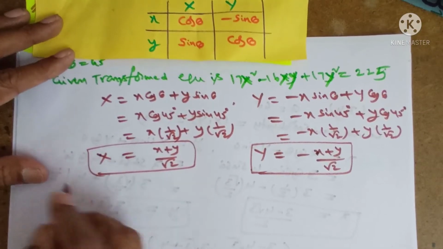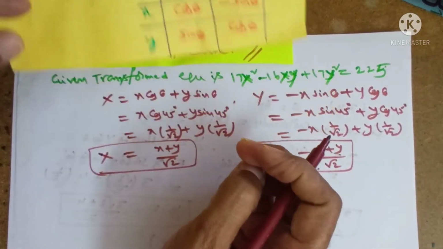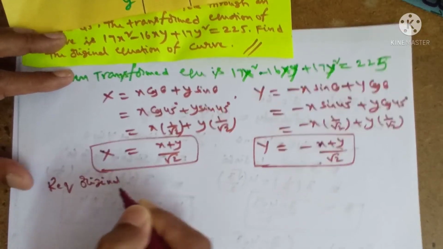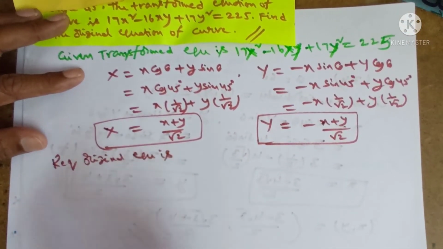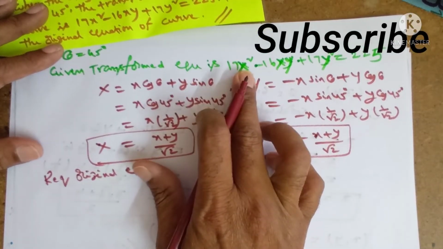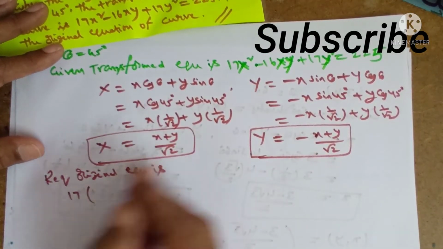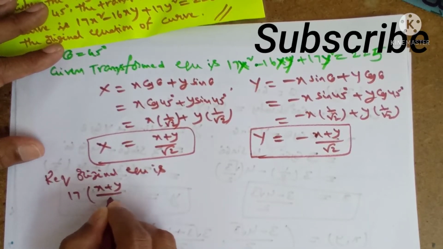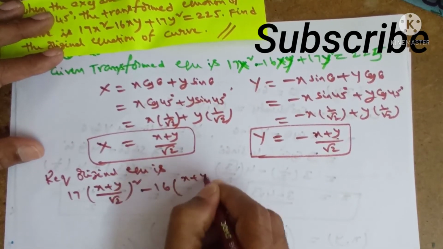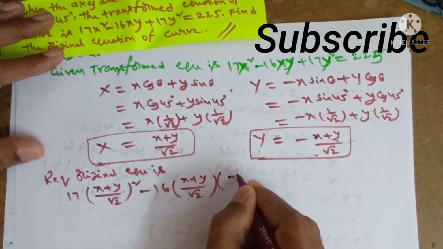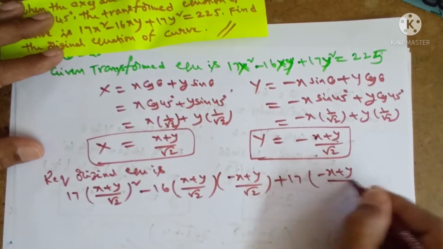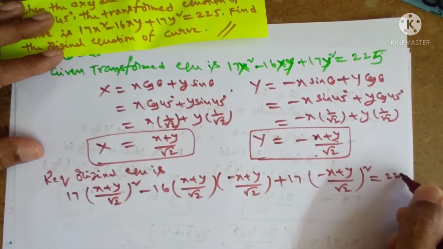Now we have to find the original. So required original equation is, we substitute here 17 into capital X. Capital X means (small x plus small y) by root 2 whole square, minus 16 into (x plus y) by root 2 into (minus x plus y) by root 2, plus 17 into capital Y, which means (minus x plus y) by root 2 whole square, is equal to 225.